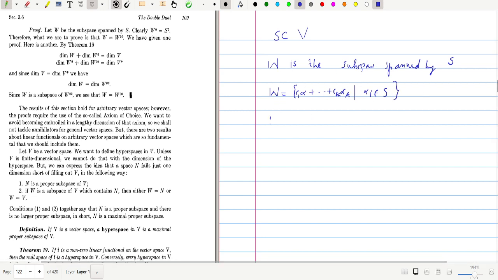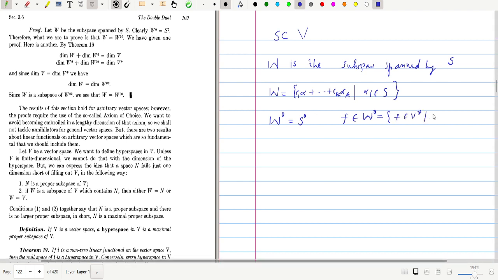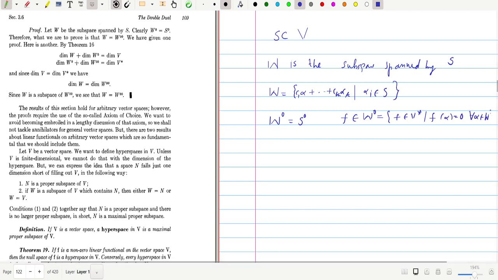If this is the case, then you can easily find out W naught is the same as S naught. Will you get this one? Whenever you choose F belongs to W naught, by definition this is the set of all F belongs to V star such that F of alpha equal to 0 for all alpha belongs to W. If you choose such an element F from W naught, then F has this property. Then we will prove that, that means F maps every element of W to 0.